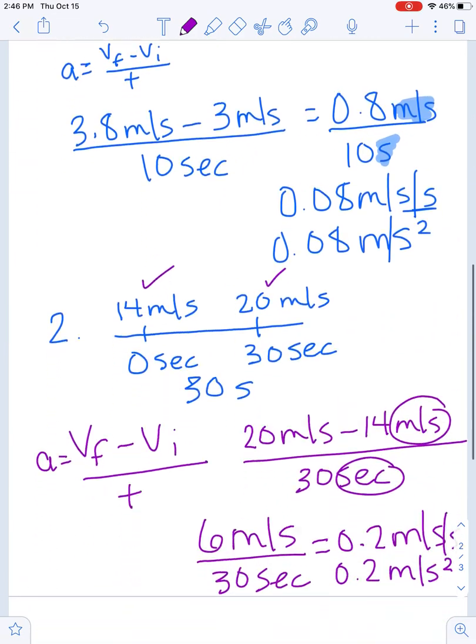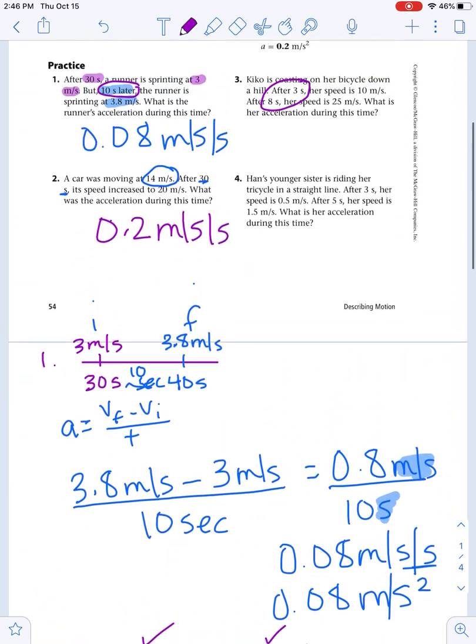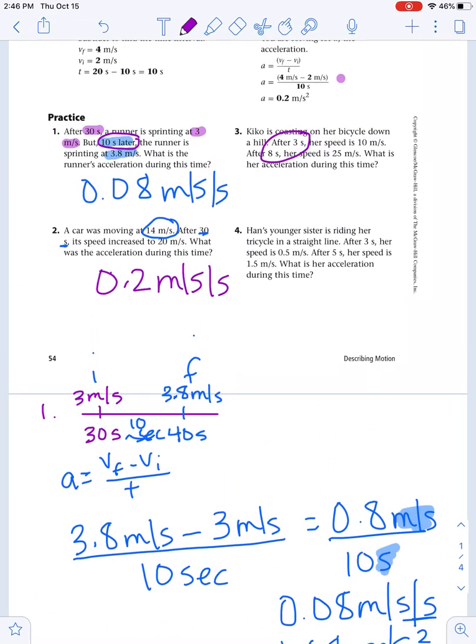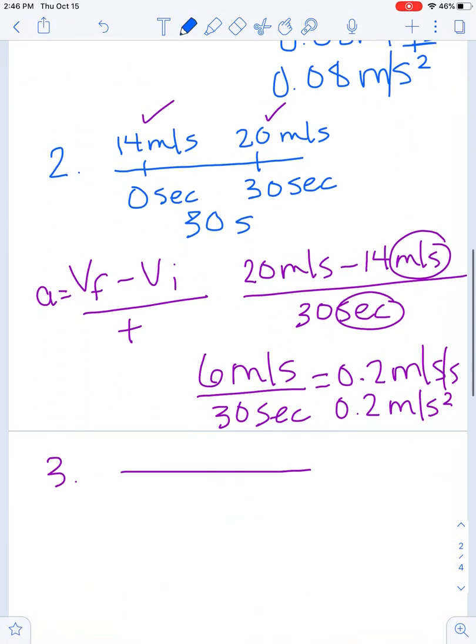So let's come down here and draw our line, start plotting out what it is that we are trying to do. So what do we have? After 3 seconds, her speed is 10 meters per second. So let's come down and put that on our line. Our speed is 10 meters per second, and our time is 3 seconds.